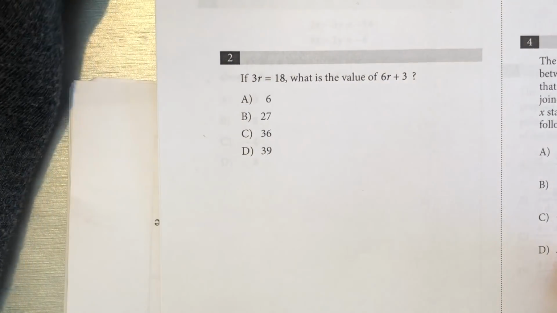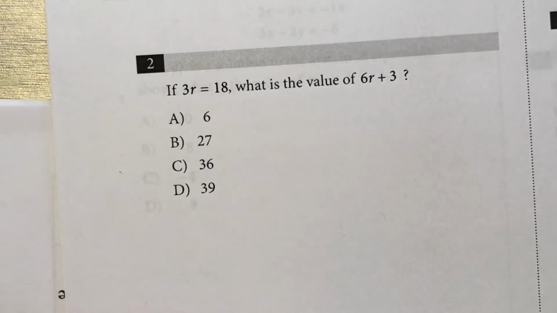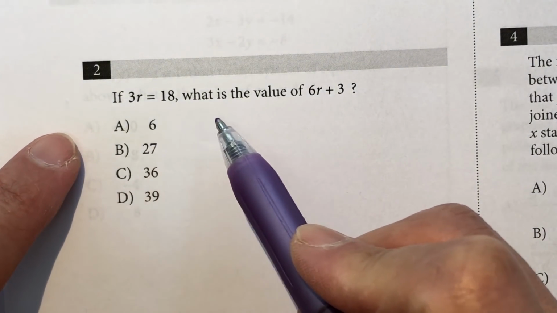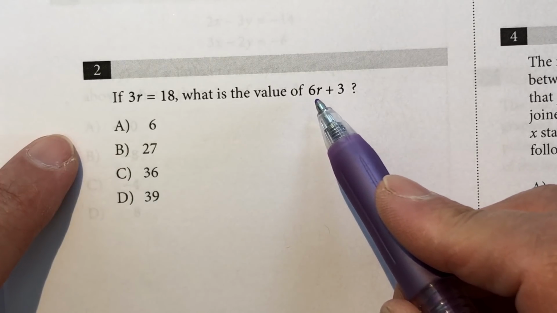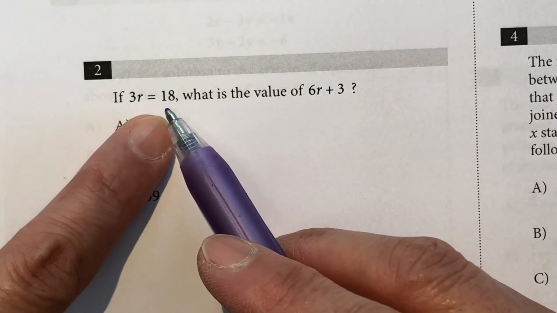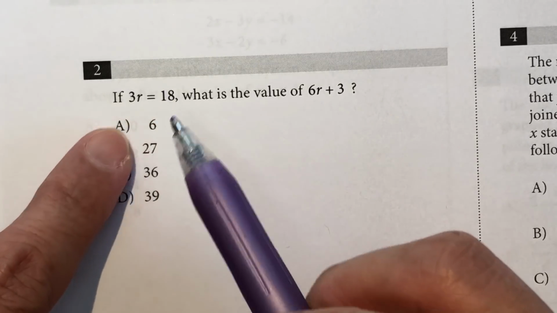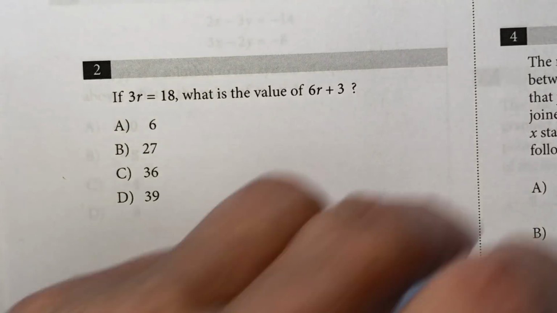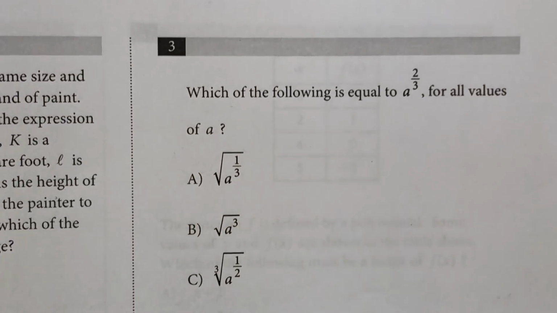Number two. If 3R is 18, what is the value of 6R plus 3? If 3R equals 18, then 6R equals 36. It's 2 times 18, plus 3 is 39. Make sense?